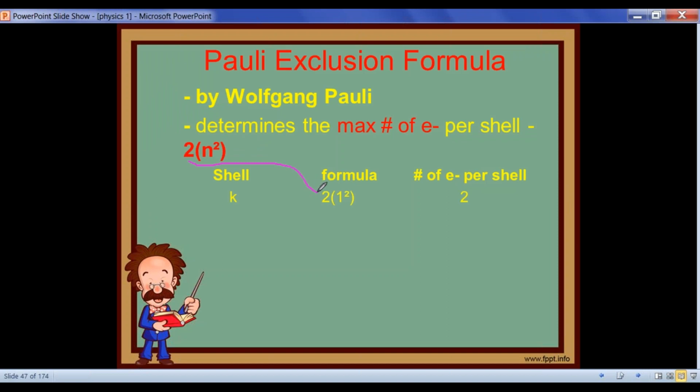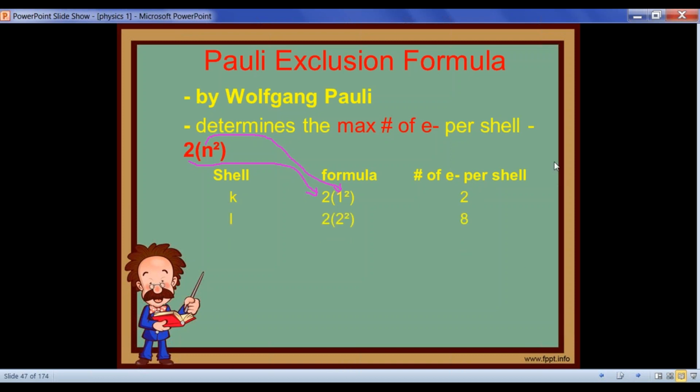compute. So, 2 here, which is constant. And then the N here, for number of shell, then square. So, 1 times 1 is 1. And then 1 multiplied by 2 is 2. So, ibig sabihin is 2 electrons lang sa K shell ang pwede.